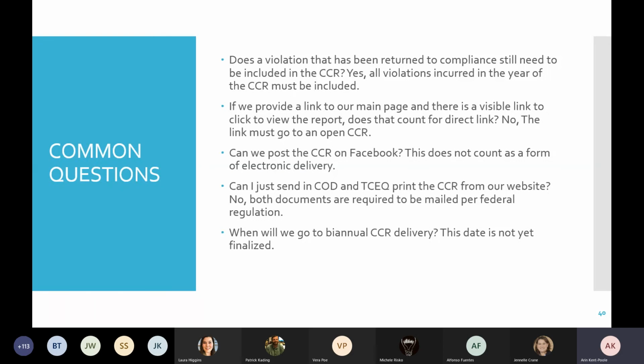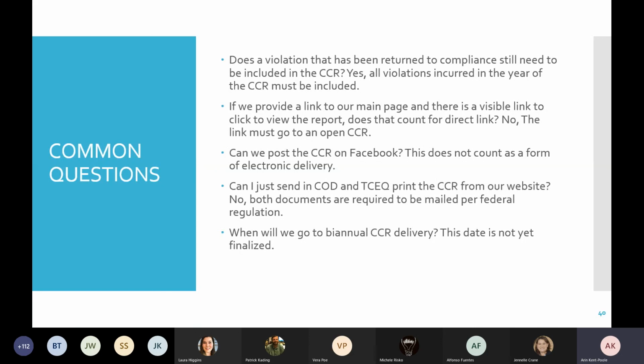Can we post the CCR on Facebook, Nextdoor, etc.? You can post to those popular sites, however, it will not count as a direct delivery method. If we send in the certificate of delivery with the link to the CCR, can TCEQ print it? No, per federal regulation, they must both be mailed.